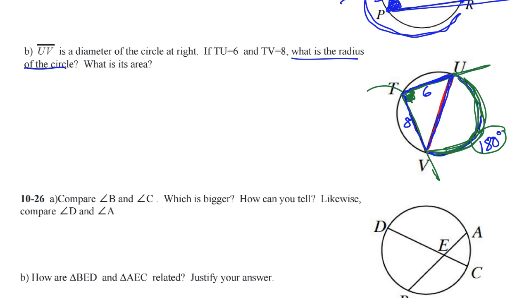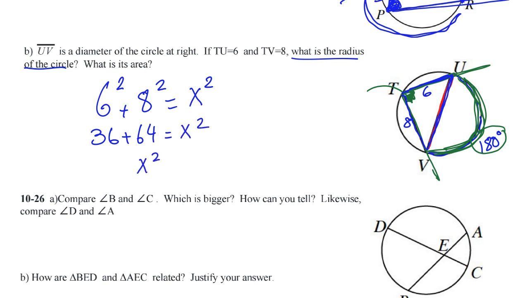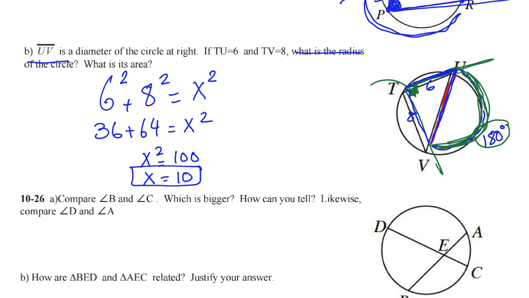You can definitely apply the Pythagorean theorem: 6 squared plus 8 squared is equal to x squared, which is your whole diameter. So you have 36 plus 64 equal to x squared. X squared is equal to 100, because 64 plus 36 is 100. Applying the square root on both sides, x is equal to 10. So UV is equal to 10. Since UV is your diameter, the radius will equal half of that diameter, which is equal to 5.